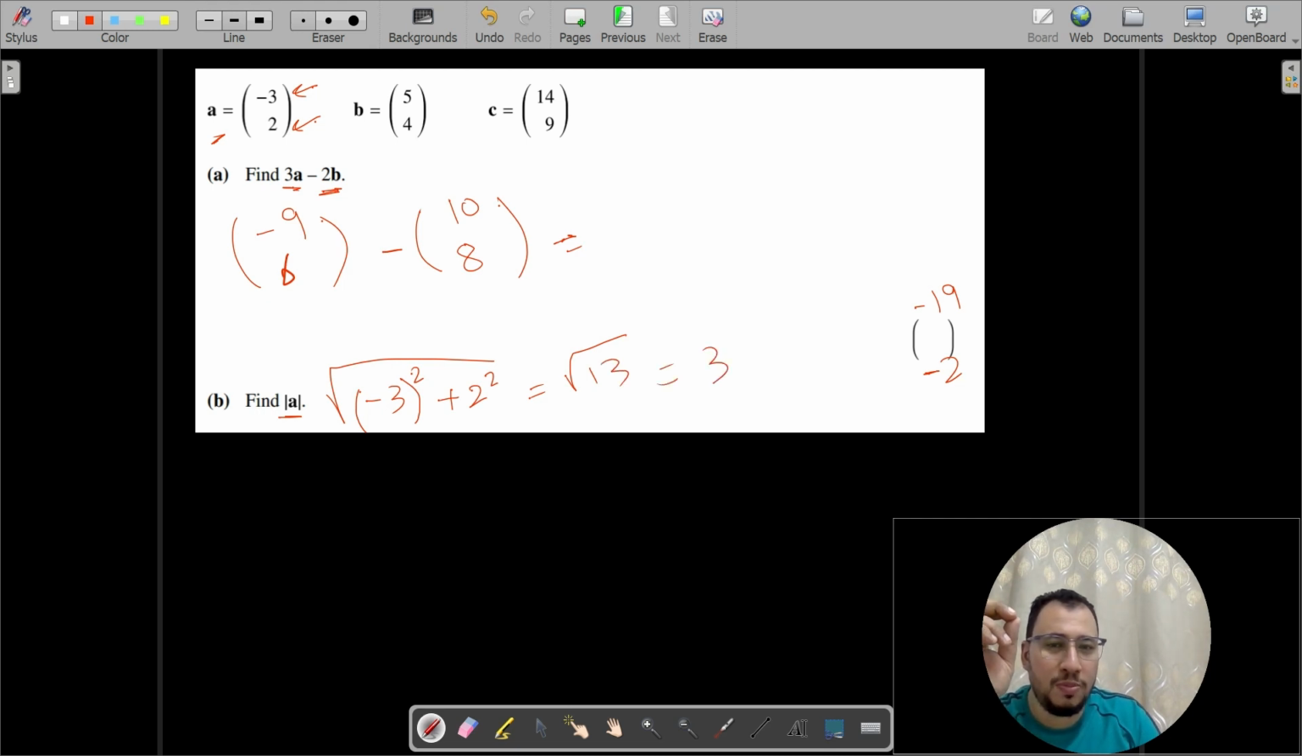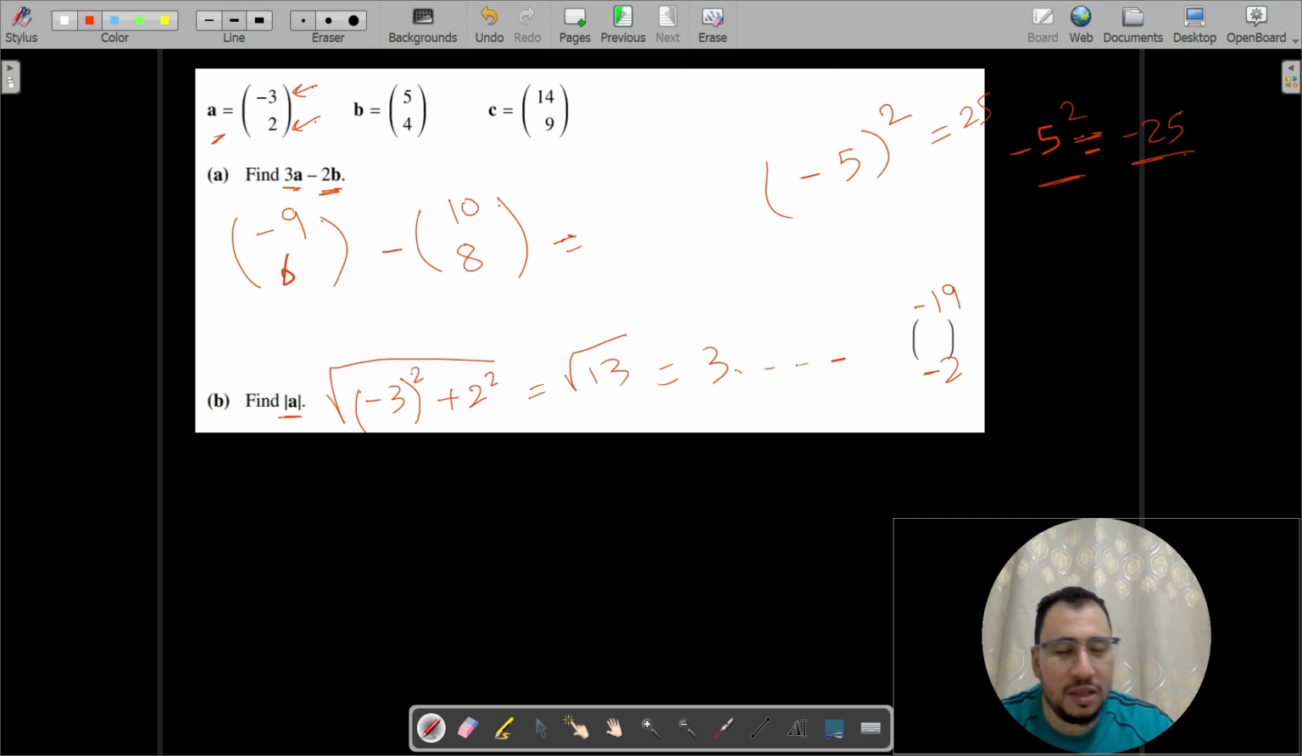which is 3 point something. You can find that in the calculator. Don't you ever forget, when you get a negative number, for example negative 5, you want to make negative 5 squared, don't forget the brackets, because this is equal to 25. If you don't write it with brackets, if you just write negative 5 squared, this is equal to negative 25, which is completely two different answers, and it will affect your final answer badly.